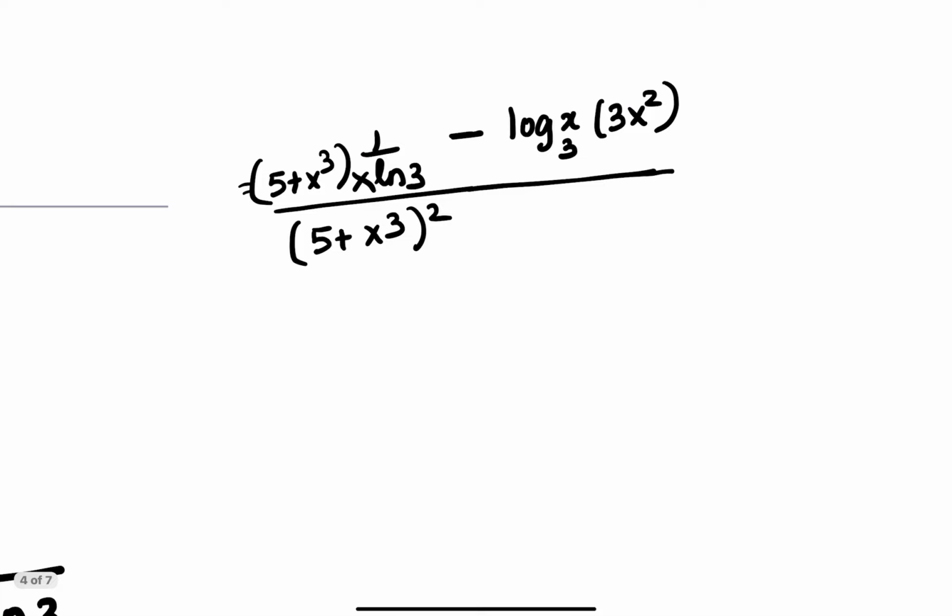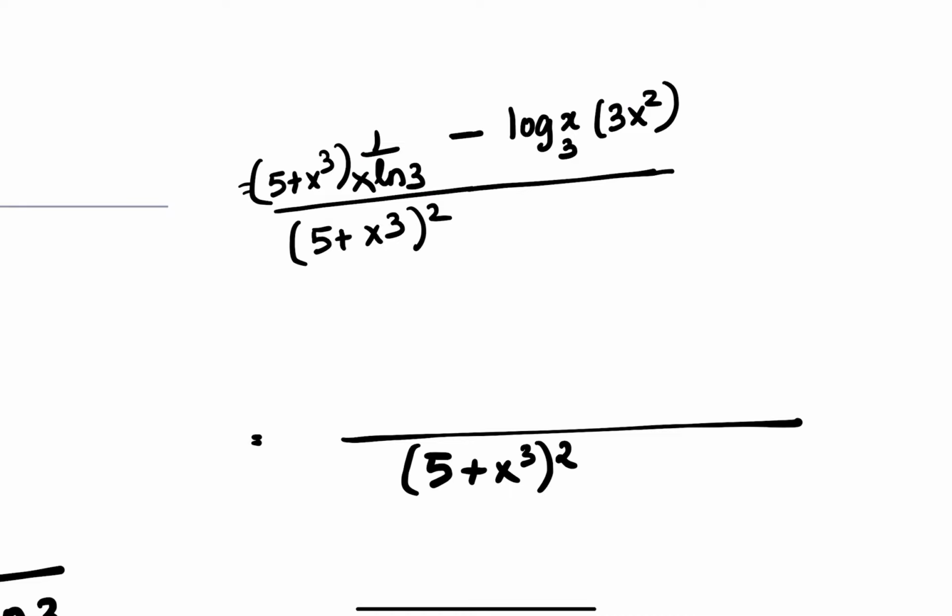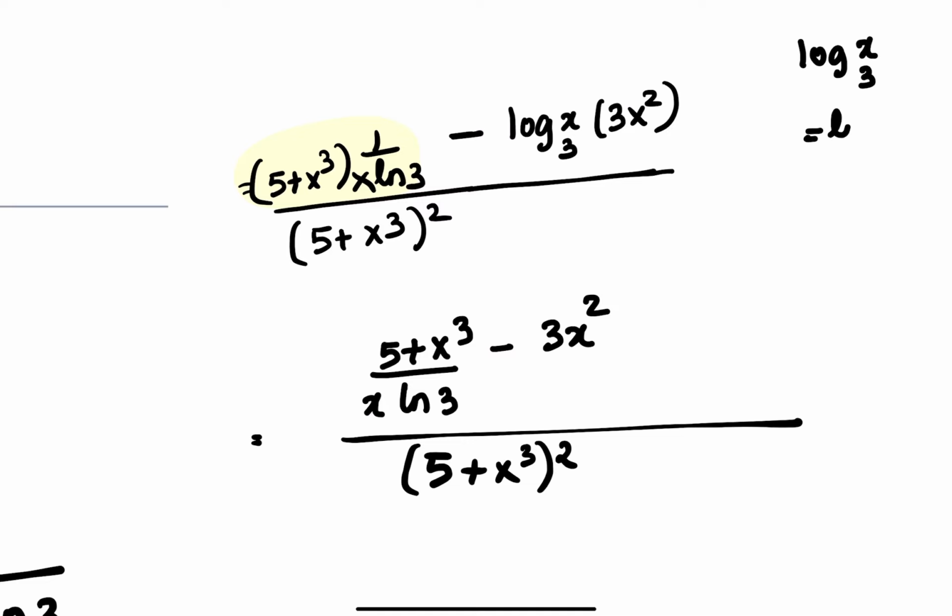And now I'm going to go ahead and work with this. The goal here is to simplify. So again, I'm going to keep my denominator the way it is, 5 plus x cube whole squared. Let me change the pen style. This looks very weird. And now, as you can see, this part of the numerator, I can simplify as 5 plus x cube over x ln 3 minus 3x squared. Now, I can write my log x base 3 as ln x over ln 3.